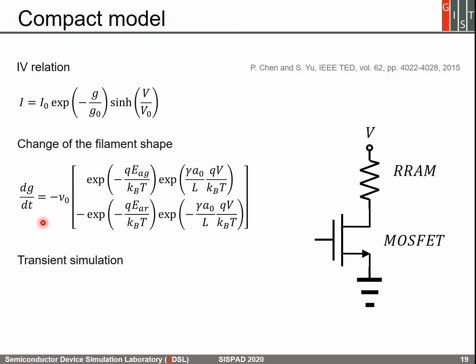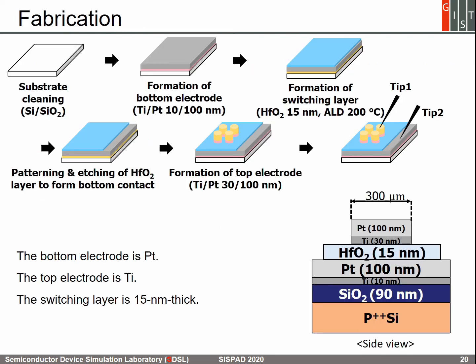The compliance current is implemented with an ideal MOSFET in the saturation mode. Transient simulation is performed to mimic the actual measurement setup. The fabrication process is sketched. The bottom electrode is platinum and the top electrode is titanium. The thickness of the hafnium oxide layer is 15 nanometers.